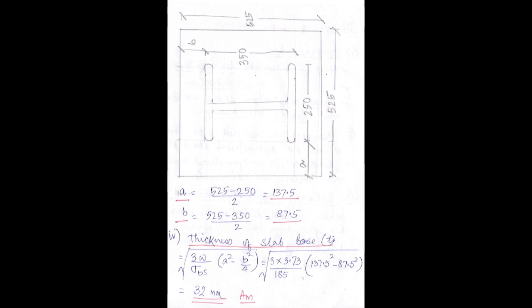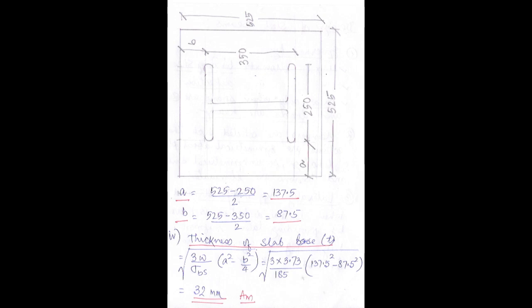Small b is what? The smaller projection. Now you see horizontally. See the total horizontally if you look at the diagram. So 525 minus 350, divided by 2, gives the projection on either side of the column. You will get 87.5. So b also you have got.